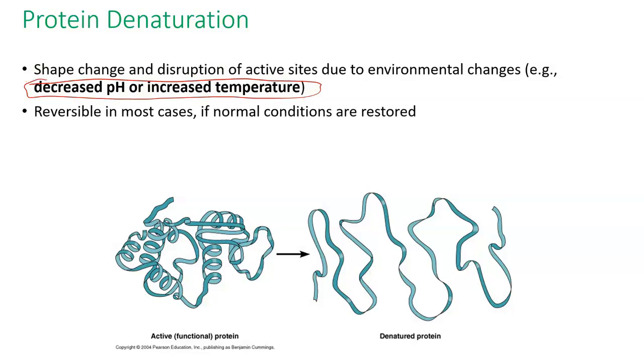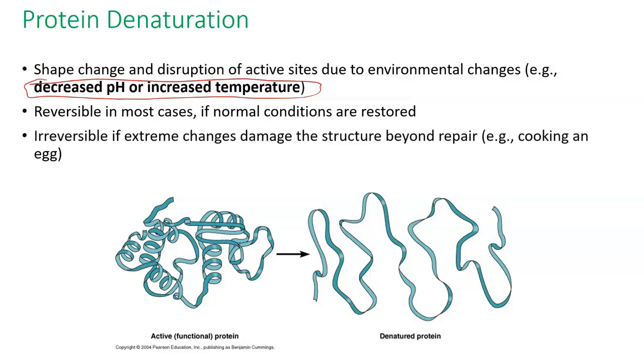And in some cases, protein denaturation, where it falls apart or comes apart, can be reversible if the normal conditions are restored, but sometimes it's not. Sometimes it's irreversible. So, for instance, when you're cooking an egg, those are proteins that when you provide enough heat to that egg, it changes its form. It's denatured beyond repair.